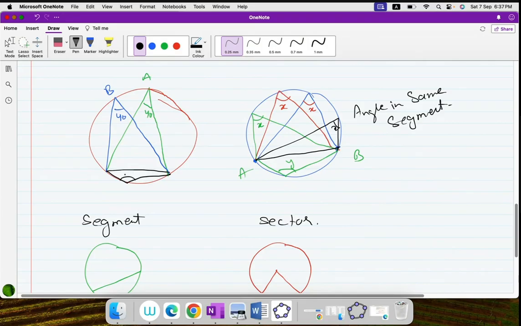But this rule will apply for other ones, right? Yeah, definitely. If I have one more in this case, that would be y. Now, the relation between x and y, we call it angle in opposite segment. This was same segment, and x and y are in opposite segments. X plus y are always equal to 180.